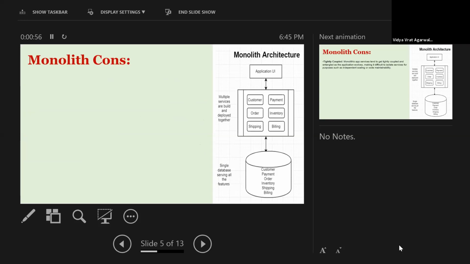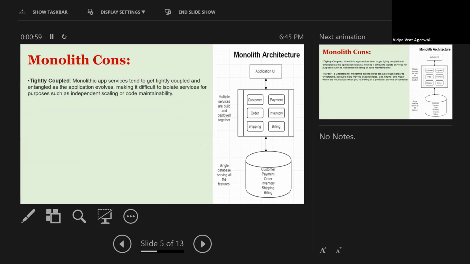Now, what are the disadvantages? Tightly coupled. Tightly coupled means everything is living together. All the functionality is living together. They are close to each other. And in that case, it is harder to separate the things. If you want to separate it for whatever reason, it is harder. We will learn about why we want to separate.